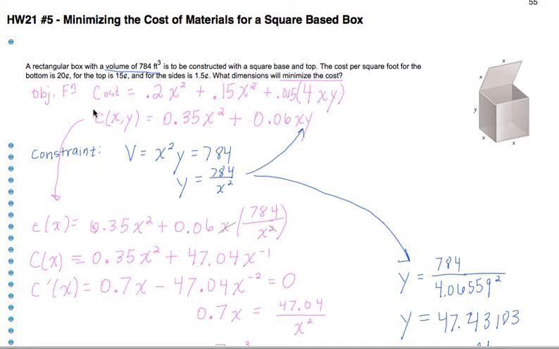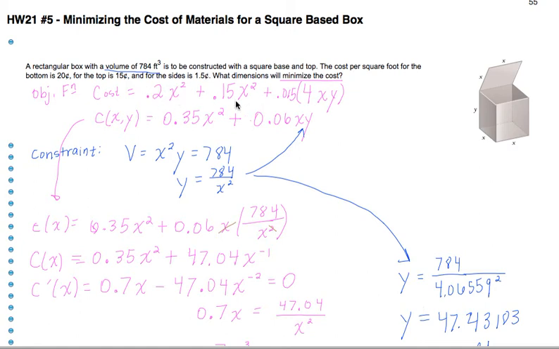So the objective function is cost, because that's what we want to minimize. We have to add up the cost of all the sides separately, because the cost of materials is different for the bottom, the top, and the sides. For the bottom, it's 20 cents per square foot, and the area of the bottom is x squared. You could do it in cents, or I did it in dollars. So it's 0.2 dollars per square foot times x squared square feet gives you the price of the base.